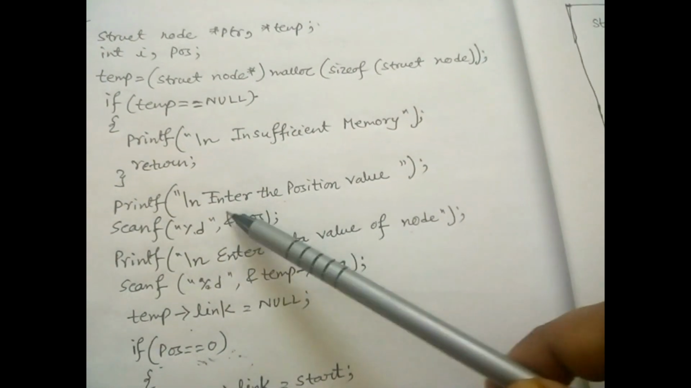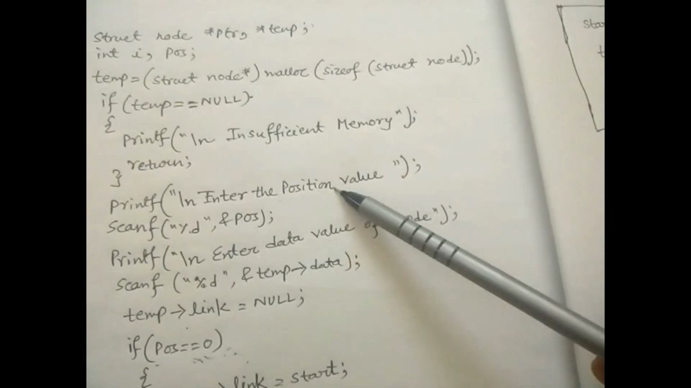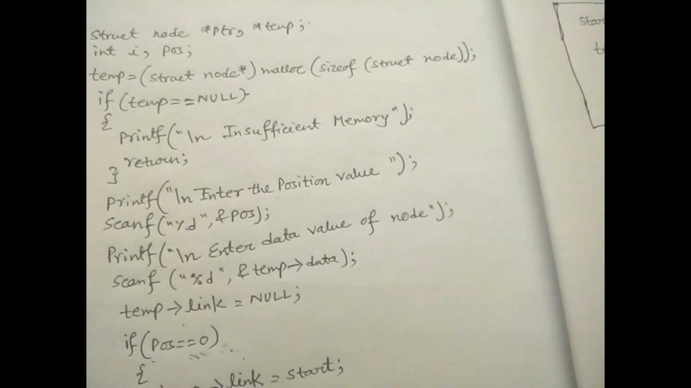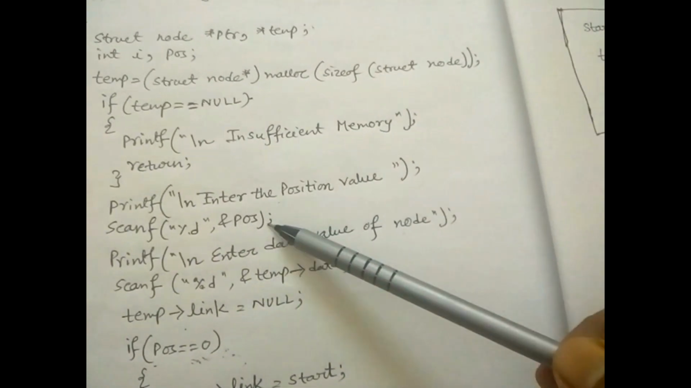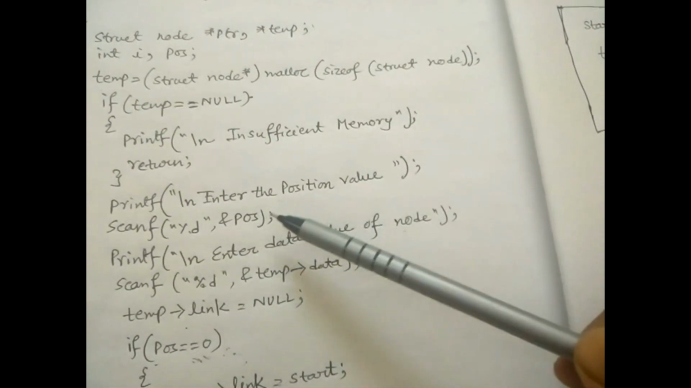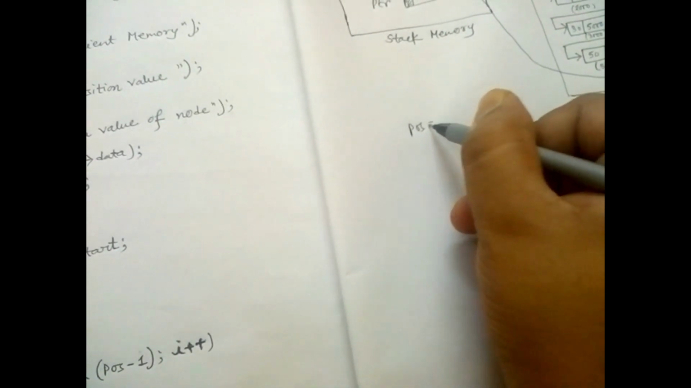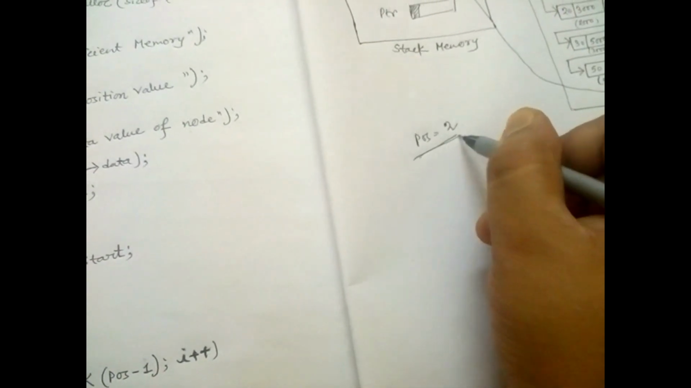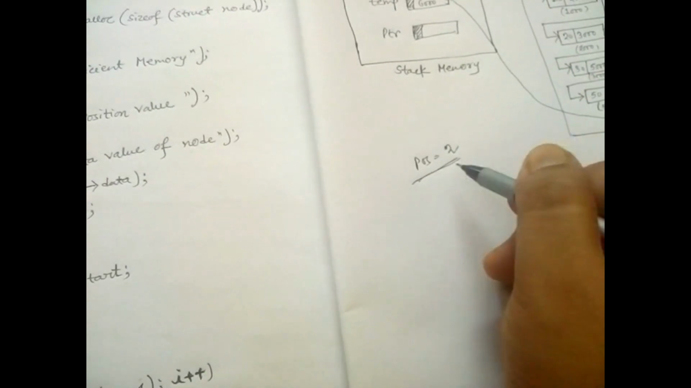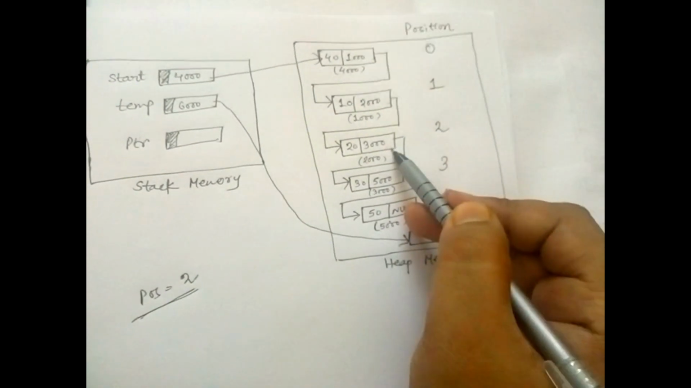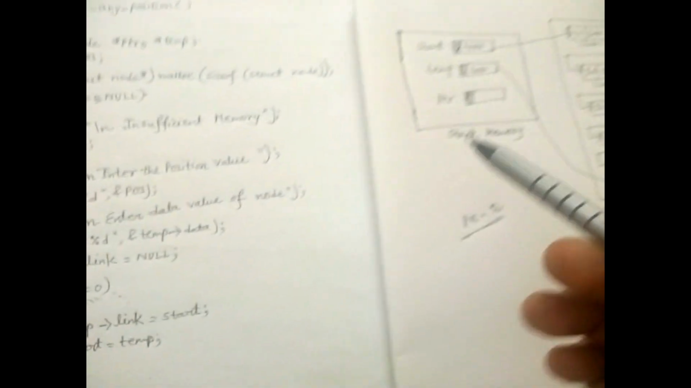Go to here, printf: enter the position value for the new node to insert into the list. Okay, the value of position is read into the POS variable. Suppose we take POS equal to 2. Clear? That means we want to insert the node at position 2 in the list.